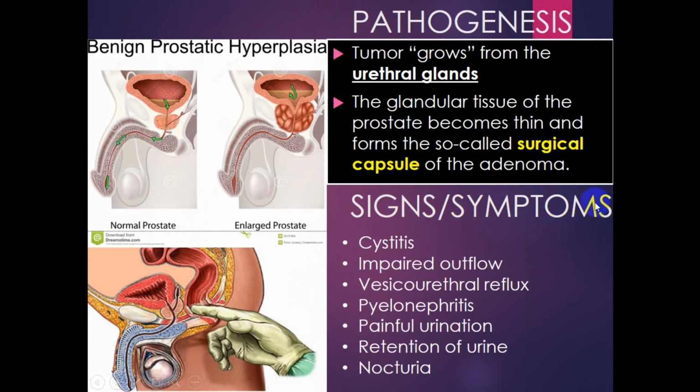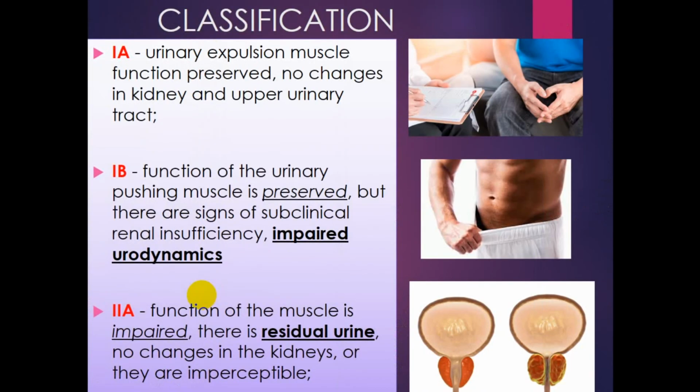Signs and symptoms should be known, such as cystitis, impaired outflow, nocturia, and others. Rectal investigation should be provided. Classification: stage 1A and B, according to impaired urodynamics. Check your attention on it.